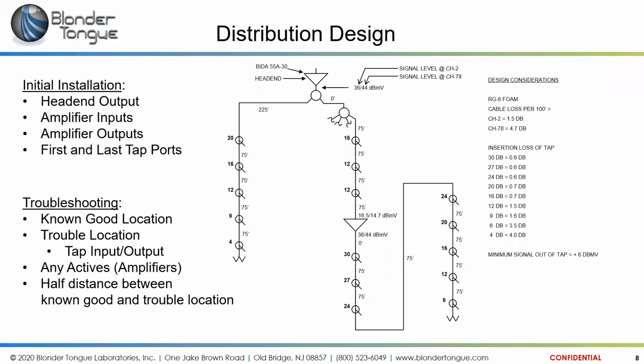Okay, one slide showed 6 dB at a tap and one slide showed 5 dB at wall plate. Are those for digital signals or analog? They actually could be either.